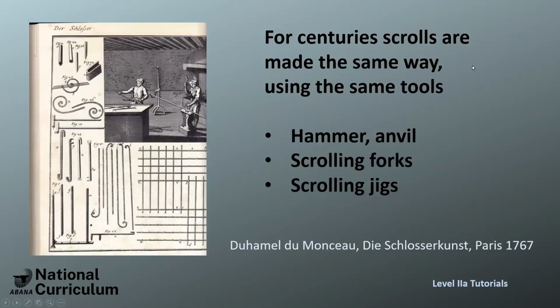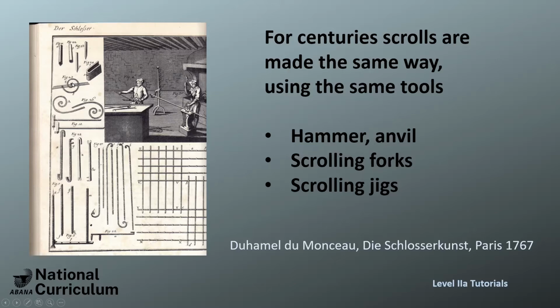Let's go a little back in history. For centuries, scrolls have been made the same way and even been made using the same tools. I got this picture out of a reprint of an old book that was first published in Paris, 1767. And you see the scroll here, looks pretty much like the one that I had on the last page. And you see scrolling forks like this guy here. It looks pretty much like the one that we teach.